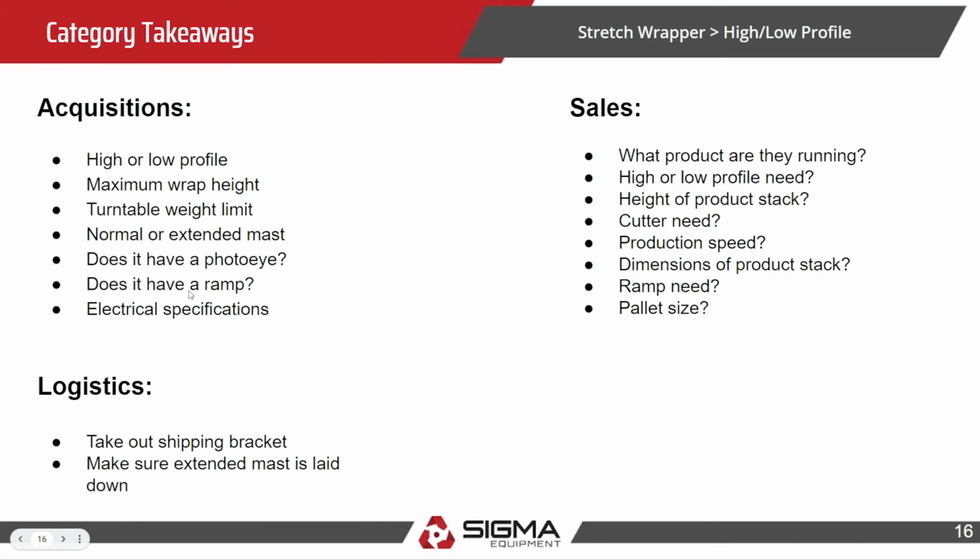For sales, you need to know what product they're going to be running. Do they need high or low profile? The height of the product stack. Do they need a cutter? Their production speed. The dimensions of the product stack, ramp need, and then the pallet size. And as far as for logistics, you need to make sure they take out the shipping bracket. And then on an extended mast, you need to make sure it's laid down.